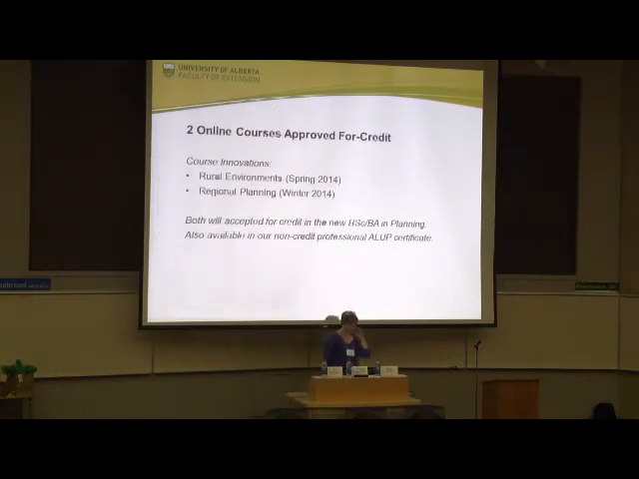The exciting thing is these online courses have run many times now, probably in their third or fourth iteration. And there's 2 online courses approved now for credit. Extension approved the rural environments and regional planning courses. And both will be accepted from a non-credit format to a credit format in the BSc BA in planning. And they're also available as non-credit for professionals in ALUP, as I mentioned. So I think, again, one of the exciting things is the flexibility here, so that we can take non-credit audiences and make it for credit and vice versa, credit for non-credit, and really give the learners the experience and the ability to chart their own learning path. Thanks.